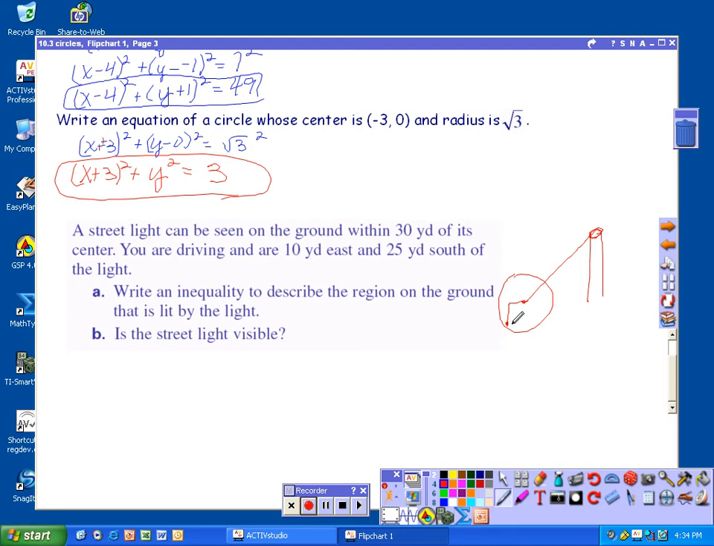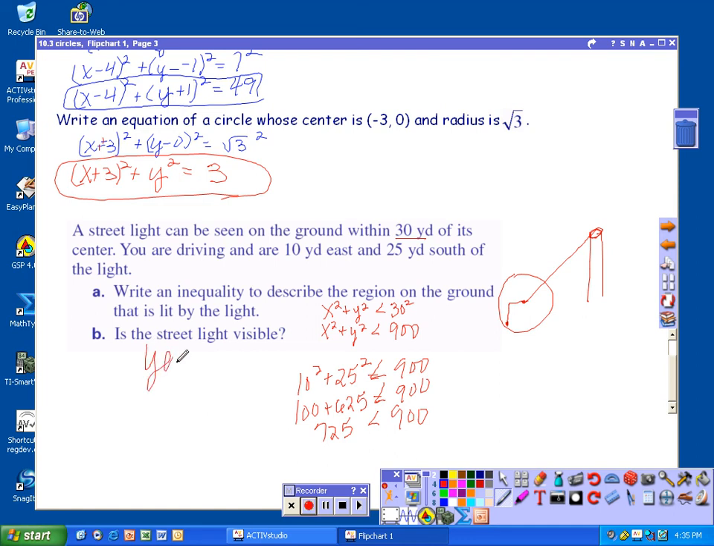So the inequality would be x squared plus y squared less than 30 squared, which is x squared plus y squared less than 900. Well, let's see what we have. This would create a distance of 10 squared plus 25 squared. What's that equal? 100 plus 25 squared is 625. Gives me 725. Is 725 less than 900? Yes, it is. So is your street light visible? Yes.